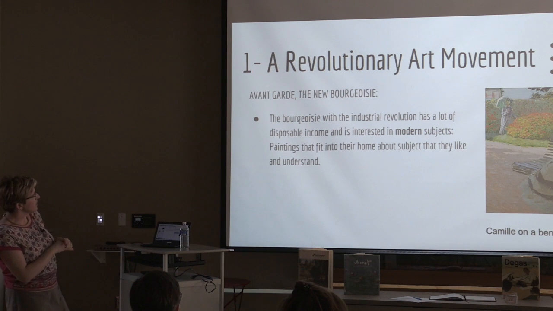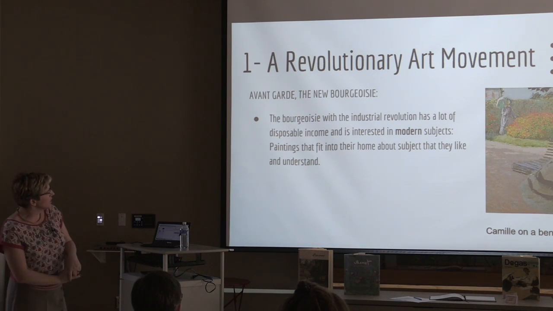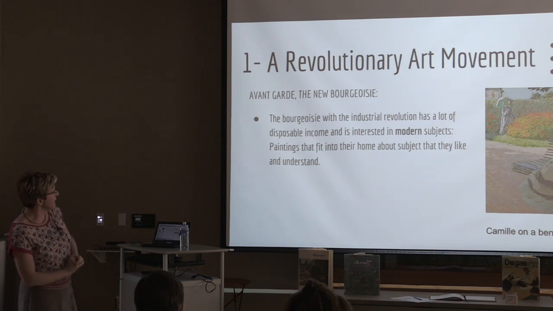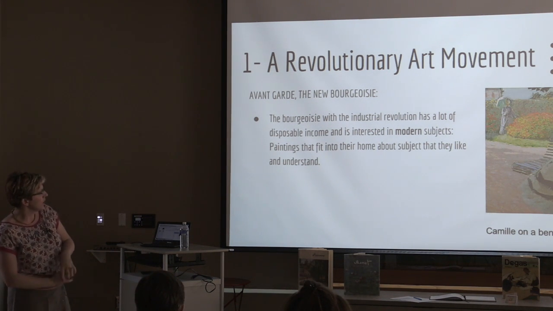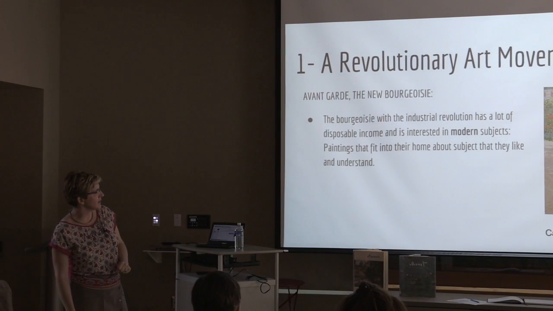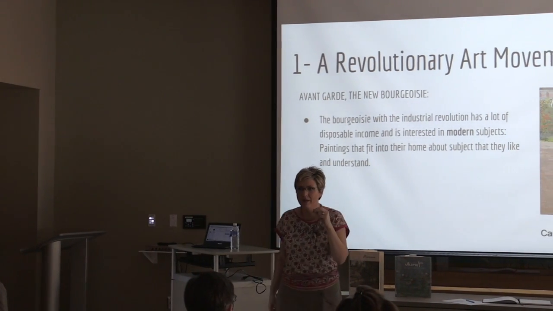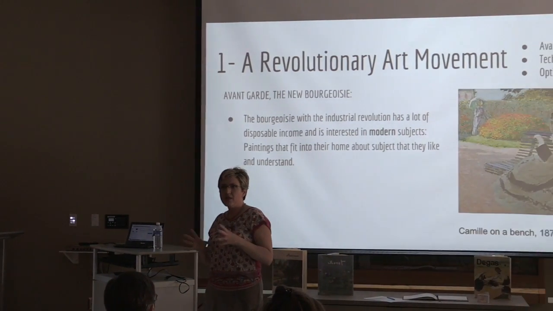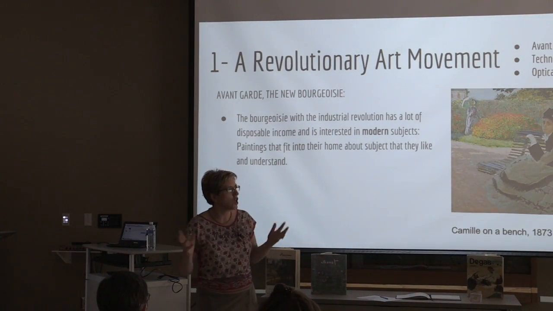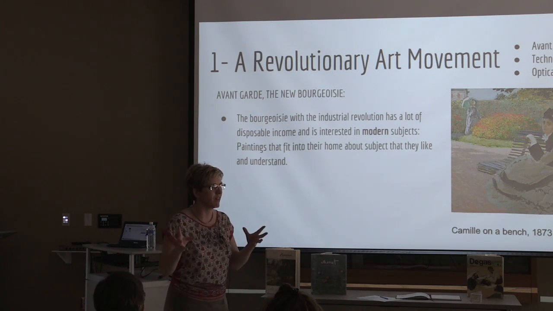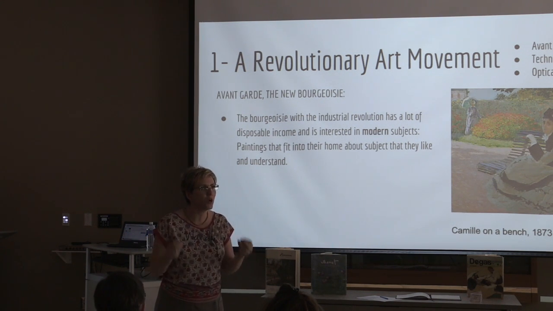The bourgeoisie, with the Industrial Revolution, has a lot of disposable income and is interested in modern subjects, painting that fit into their home about subjects that they like and understand. So they want paintings that they can put into their new apartment in this Paris that had been completely changed. You had the Haussmannization of Paris, all these new buildings have been built. Paris is becoming a modern city.